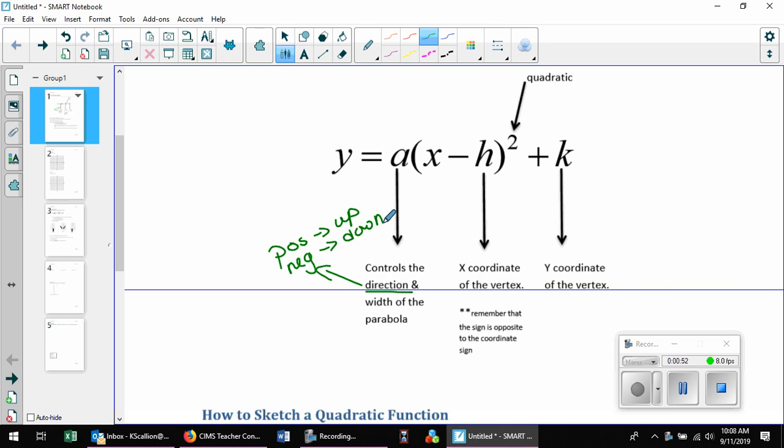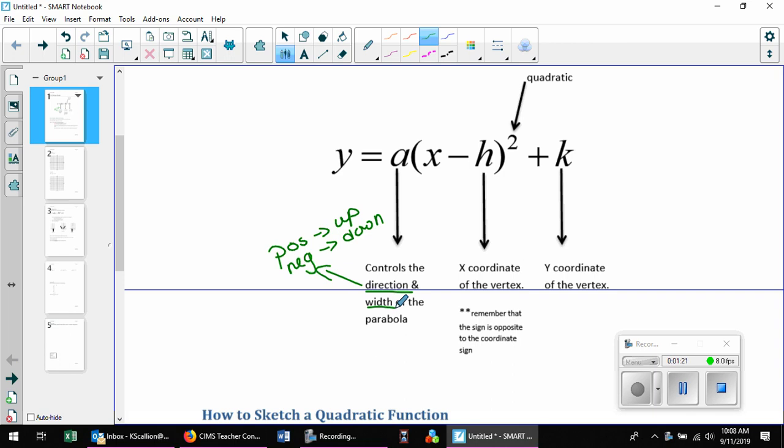Okay, and it also controls the width. So we know if A has a value of 6, am I going to get a really wide graph or a really skinny graph? Skinny. So if it's greater than 1, your graph's going to be skinnier. If it's a fraction that's less than 1 but greater than 0, it's going to be wide.